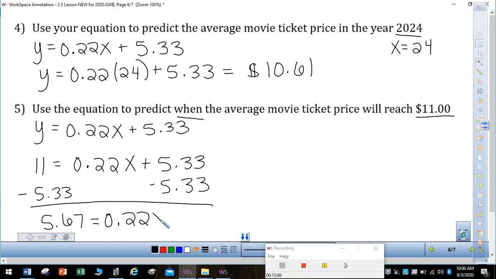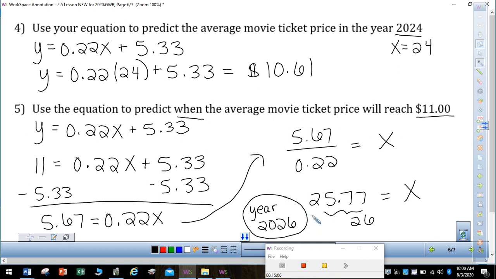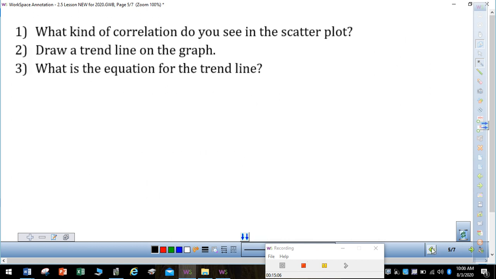And then we'll go ahead and divide both sides by 0.22. That will get x by itself on the right. And 5.67 divided by 0.22 is approximately 25.77. So if x is the number of years since the year 2000, we could round this up to 26, and we can say, well, it would be approximately the year 2026.